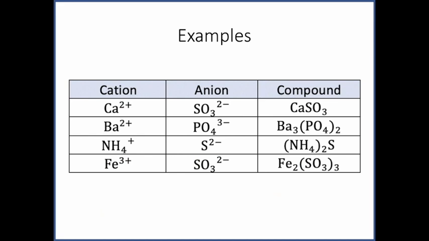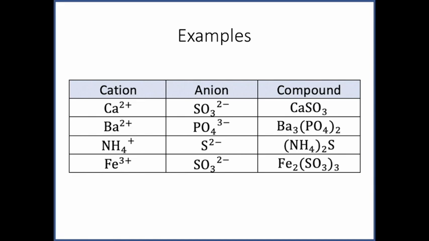For example, in row 2, you have barium phosphate. Now the subscript 3 next to the barium means we have 3 barium ions. The subscript 2 that's next to the phosphate ion in parentheses means we have 2 phosphate ions. The next row is similar. You'll notice that we have an ammonium ion in parentheses with a 2 subscript. That means in this particular compound there are 2 ammonium ions.